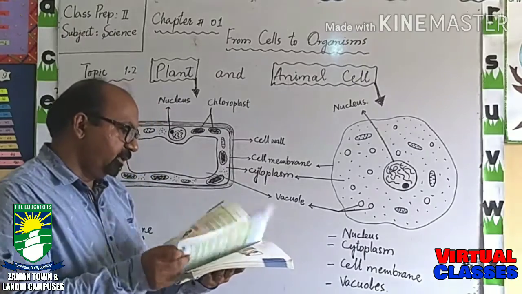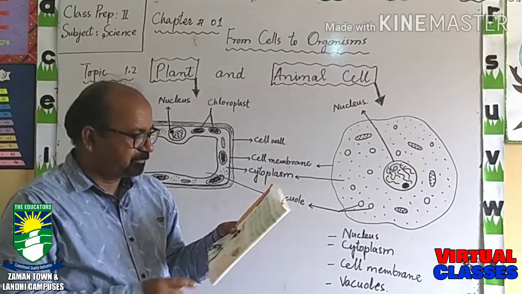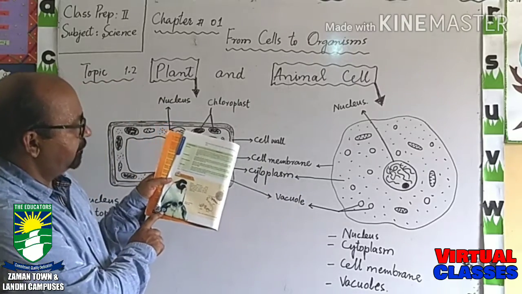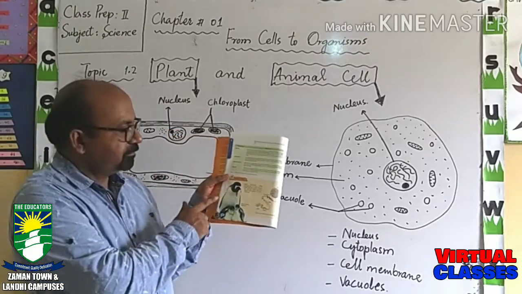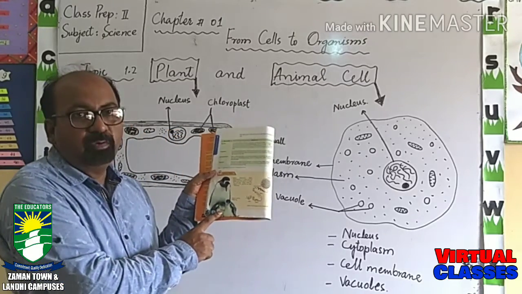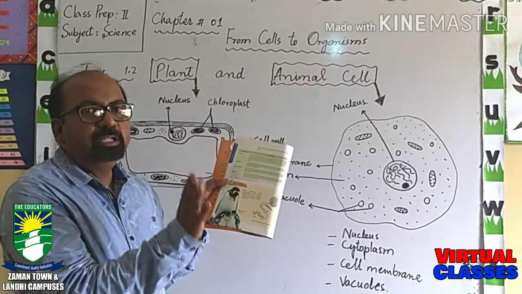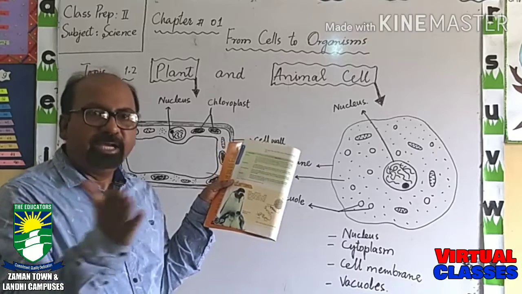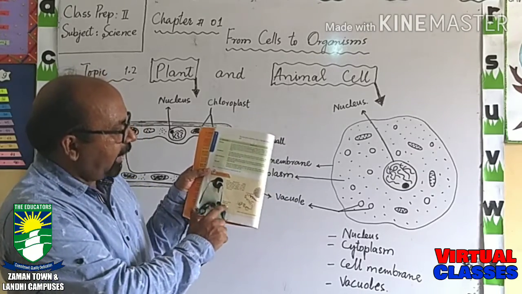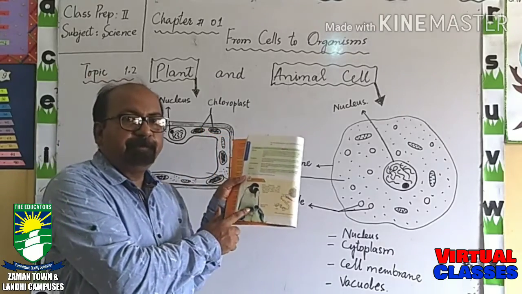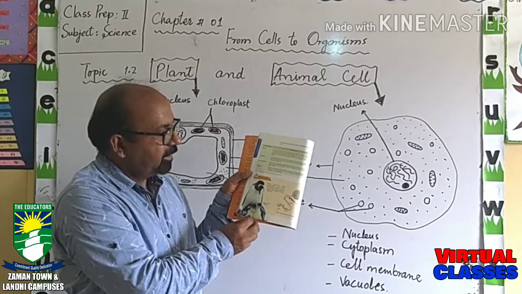So see page number 10. You are watching a picture of a parent penguin and the baby penguin. Baby penguins are called offspring. All the babies which are born by their parents are called offspring. So a parent and its offspring are similar. They are similar in colors. They are similar in shape.